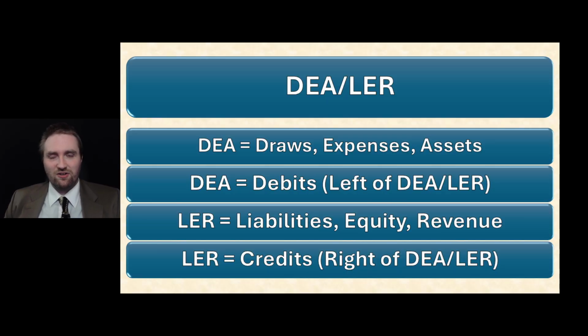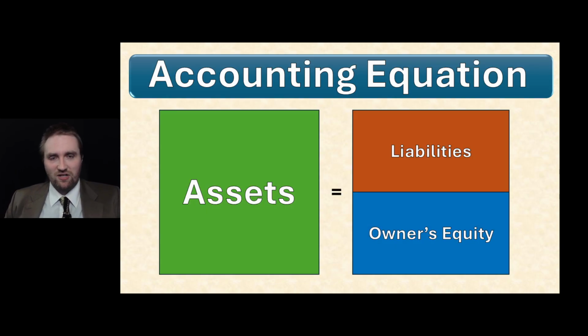All of that being said, though, I much prefer you just remember the accounting equation: assets equal liabilities plus owner's equity. And you remember that on the left-hand side, things that add to the left-hand side are debits, things that take away from it are credits. Likewise, on the right-hand side, things that add to it are credits, things that take away from it are debits.